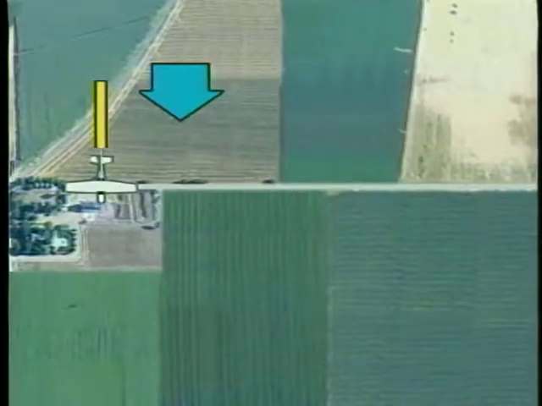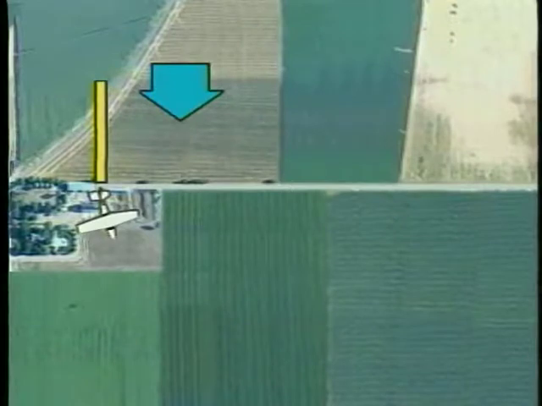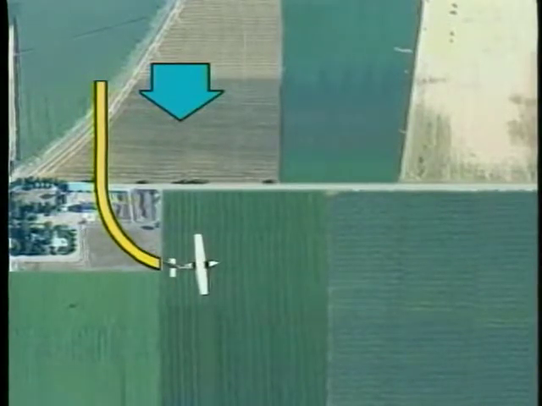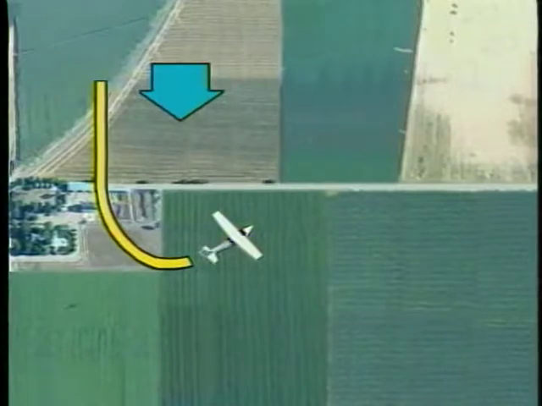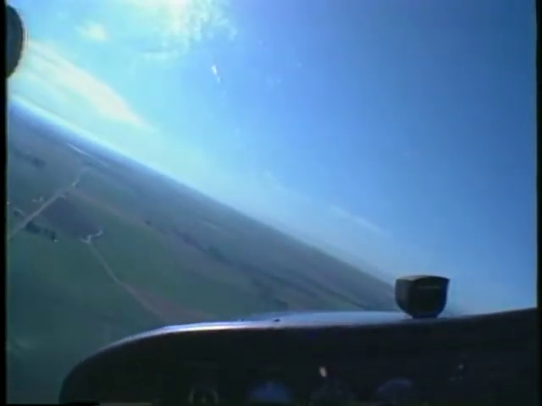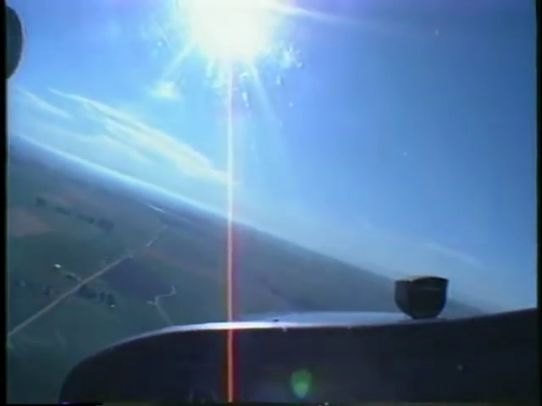At the entry point, your ground speed is high, so the bank angle is steep. As the turn continues, your ground speed gradually slows. This requires a decrease in the bank angle to maintain a constant radius. As you approach the road, the bank angle continues to decrease until you are in straight and level flight over the road.